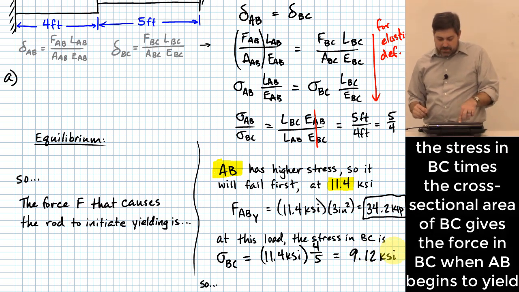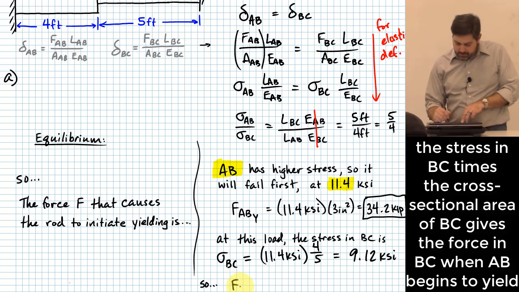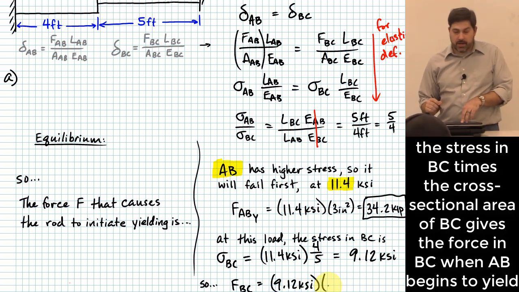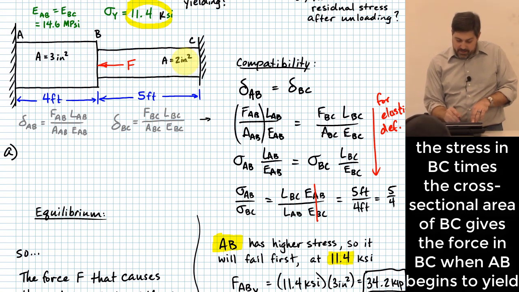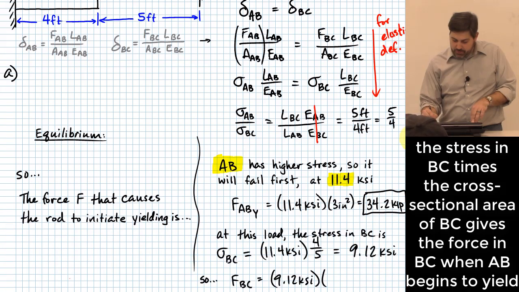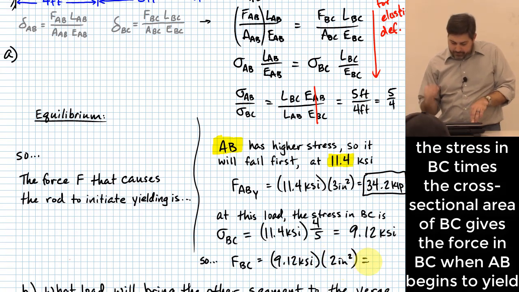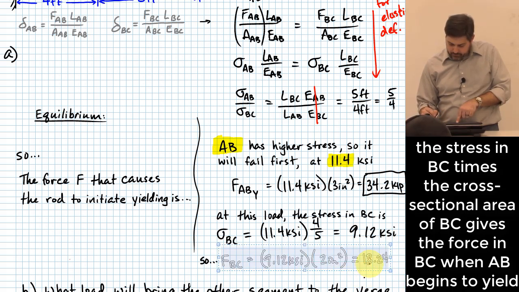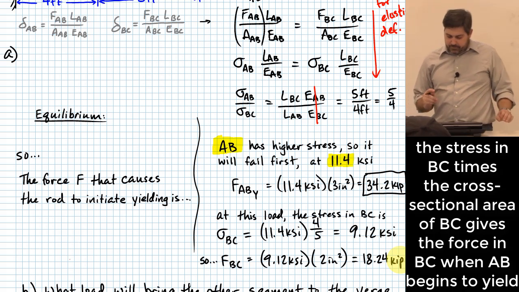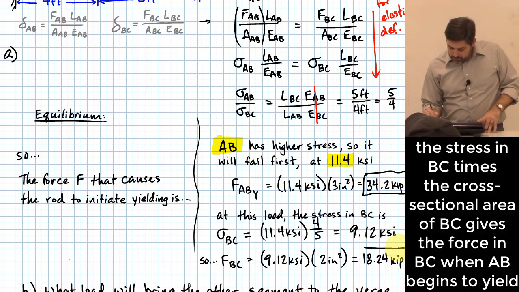And if that's the stress in BC, what's the force in BC under these conditions? 9.12 KSI, what? Times the cross-sectional area of BC, right? And BC has a cross-sectional area of 2 square inches. And therefore I can multiply those together, and that ends up giving me 18.24 kips. Okay? So, how does that help me?